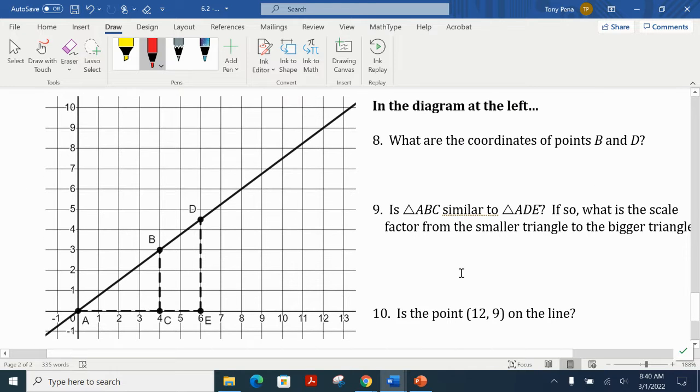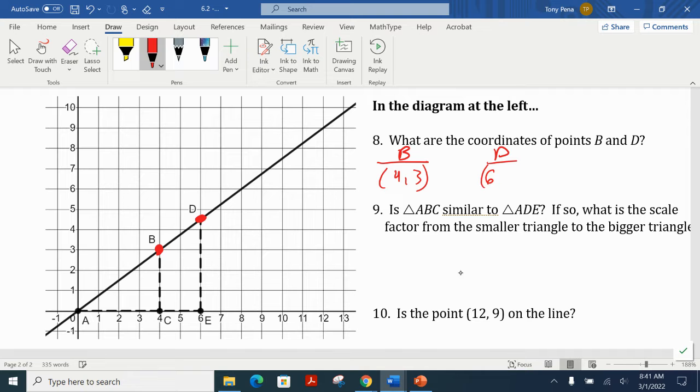It says, in the diagram to the left, what are the coordinates of point B and D? So here's point B. Point B has the coordinates x is 4, y is 3. So just write down those coordinates. If I ask you what point D is, this point right here, it has an x coordinate of 6. We're eyeballing a little bit. I promise I wanted that to be 4.5. So make that 4.5.